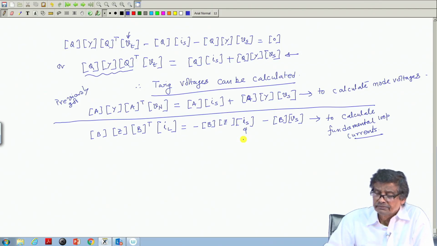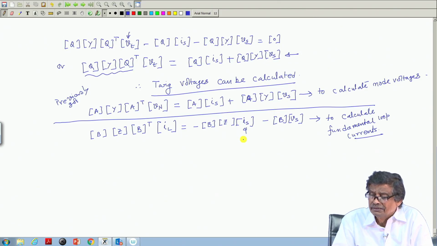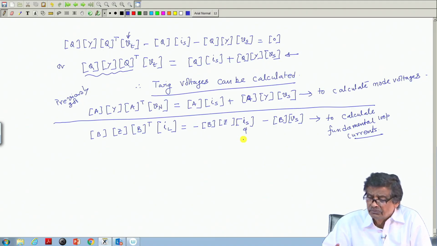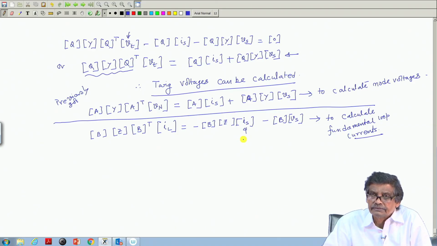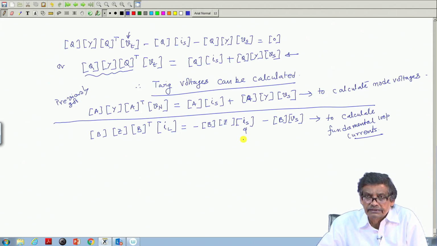So, that can be done no matter whatever is the size of the network. Then write a small code in MATLAB or in whichever platform you like and get the currents. A very systematic approach to solve the networks. Therefore, all the three methods I have discussed.